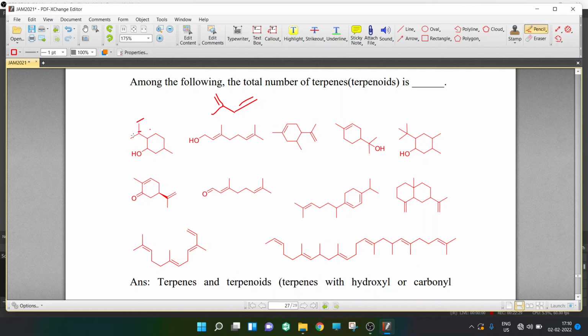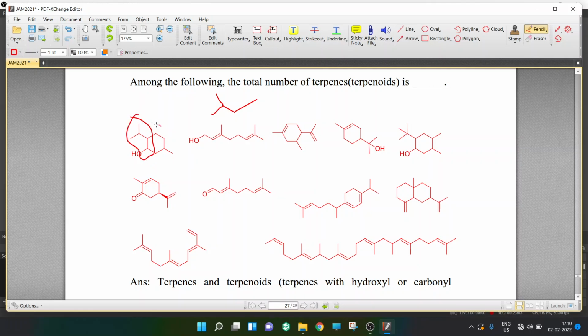1, 2, 3, 4, 5. Then 1, 2, 3, 4 and 5. So this is one isoprene unit, and this is another isoprene unit. So these are the 2 isoprene units which are joined together, and therefore it is definitely a terpene. It is a monoterpene, a cyclic monoterpene.